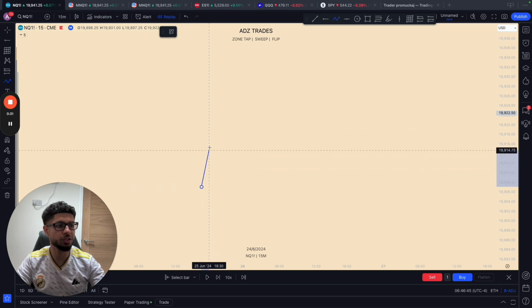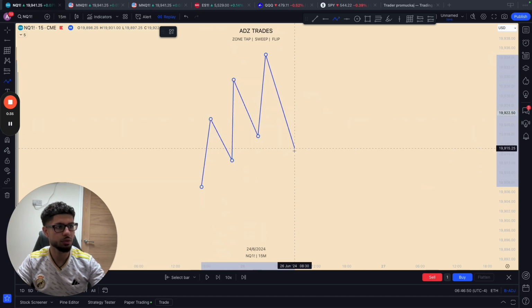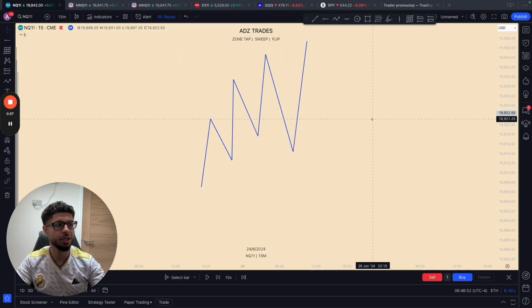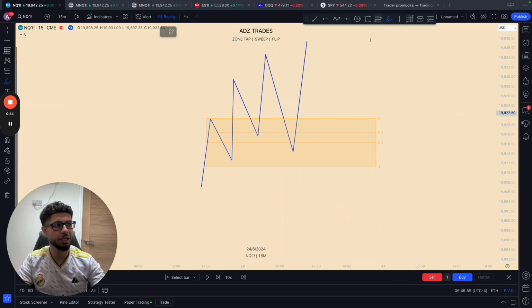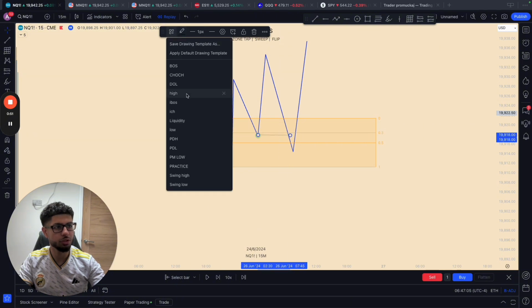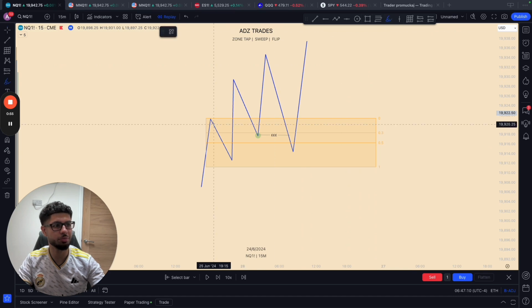So the model is going to be something like this. It requires 6 steps. So we have a zone. We tap back into the zone, create liquidity, sweep that, and then get a flip higher, right? So it's going to be 6 steps. It's going to be 1, 2, 3, 4, 5, and then we enter on 6.